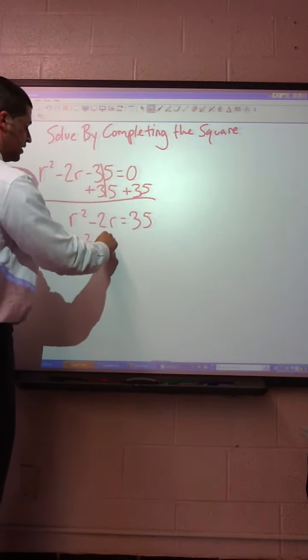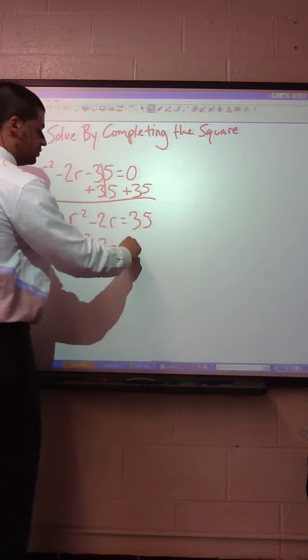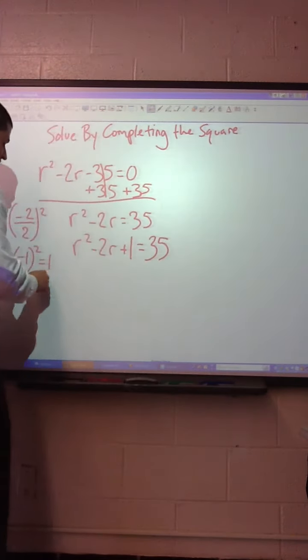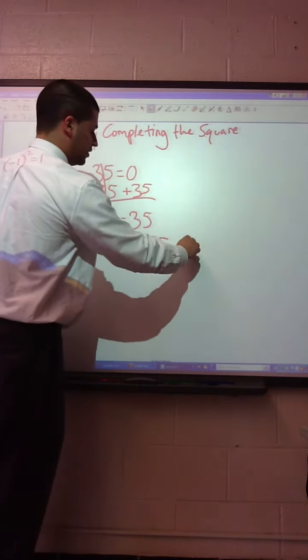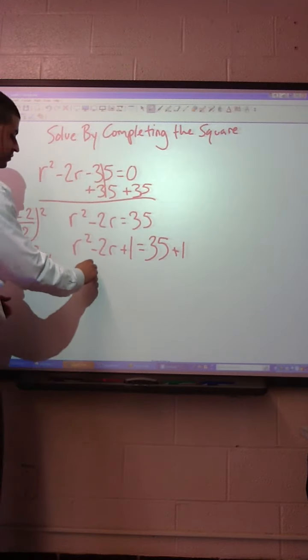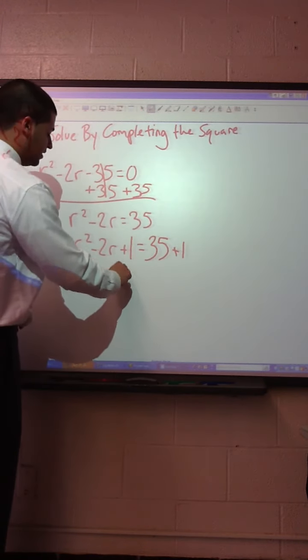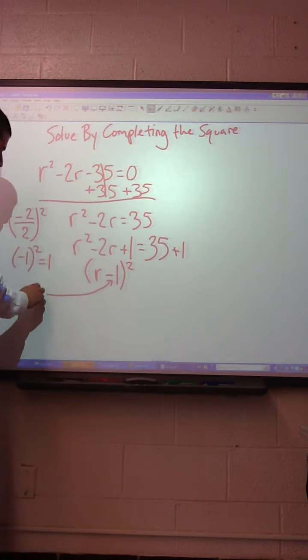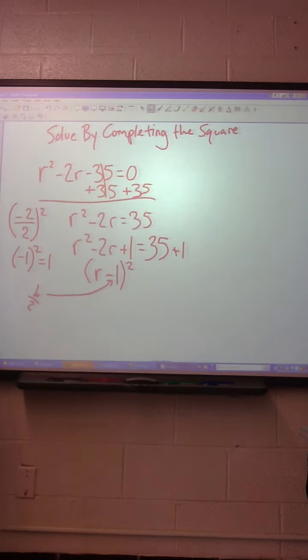R squared minus 2r plus 1 equals 35, and you add this constant to both sides, so plus 1 as well. Here we have a perfect square trinomial, so let's factor that out. So it's r minus 1 squared. This term over here is always going to be b over 2. So you see our b over 2 is negative 1. That's always going to be b over 2, negative 1 in this case.